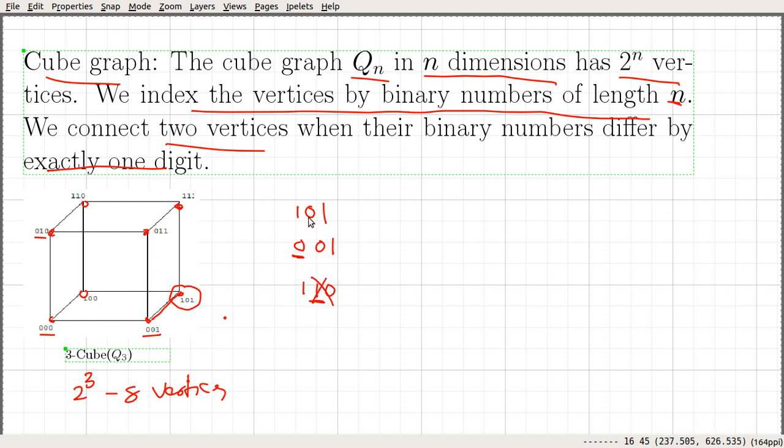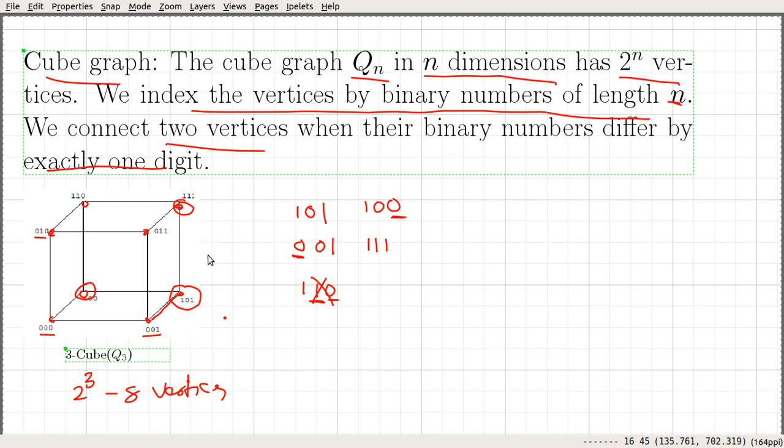So here we can see that these 2 bit strings differ in 2 bits, right? Here and here. So there won't be an edge between these 2. Okay, so 100. So here we can see that these 2 bit strings differ here. Okay, so it is connected to 100, and one more, 111.